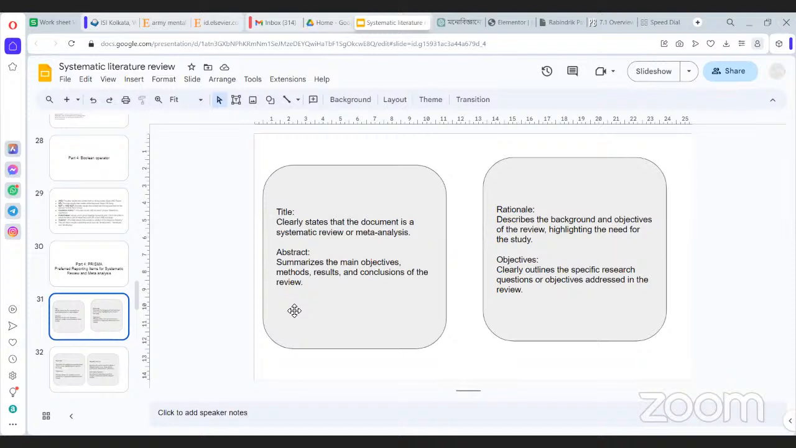Okay. Next is abstract. It summarizes the main objectives, methods, results, and conclusions of the review. Next is rationale. It describes the background and objectives of the review, highlighting the need for the study. Next is objectives. It clearly outlines the specific research questions or objectives addressed in the review.